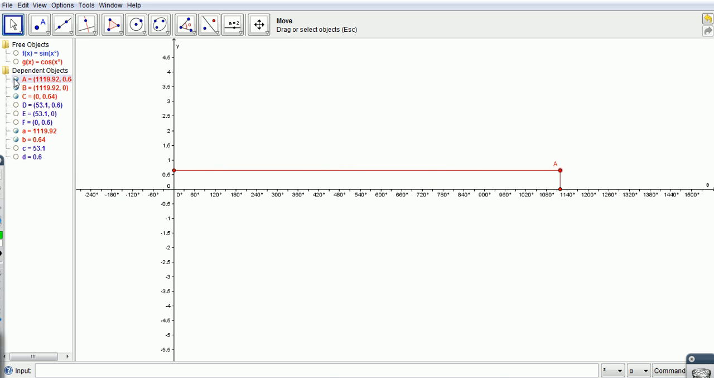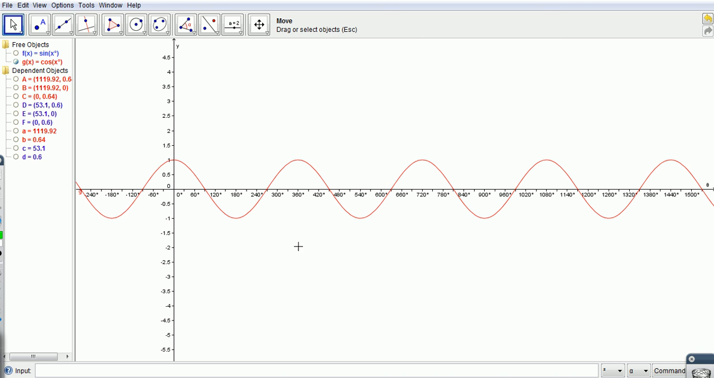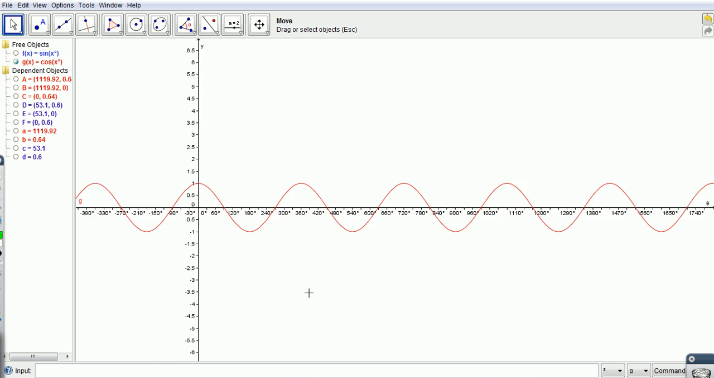Let's get rid of this. Let's clear all that out of there, and get rid of that, and get rid of that. Okay, let's do the cosine this time. Now watch. Boom. This is what the cosine looks like. Let's blow it up a little bit.